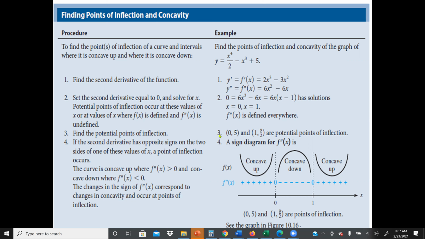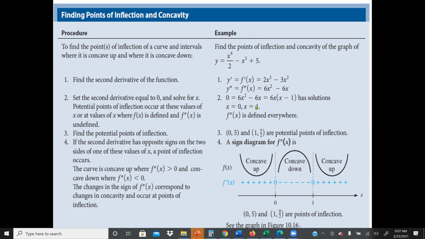Now the third step, we have the 0 and 1. When we plug 0 into our original equation, we get 5. A point has 2 coordinates, so we have only found the x, and we still need to find the y. So we plug the 0 not into the derivative of the function, but into the original function. With 0 here, we get 5. So our first point is (0, 5).